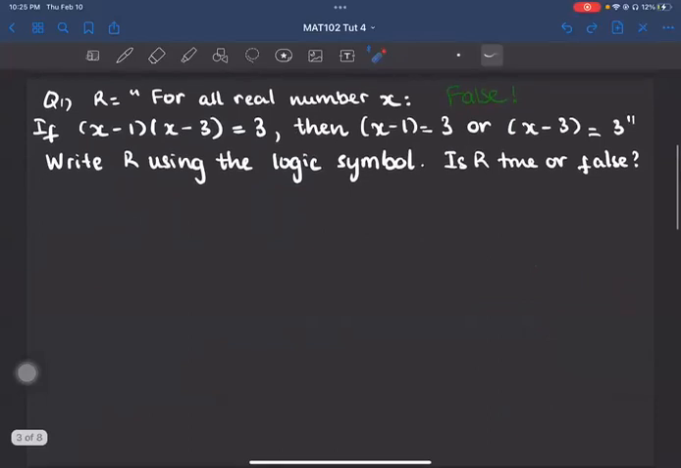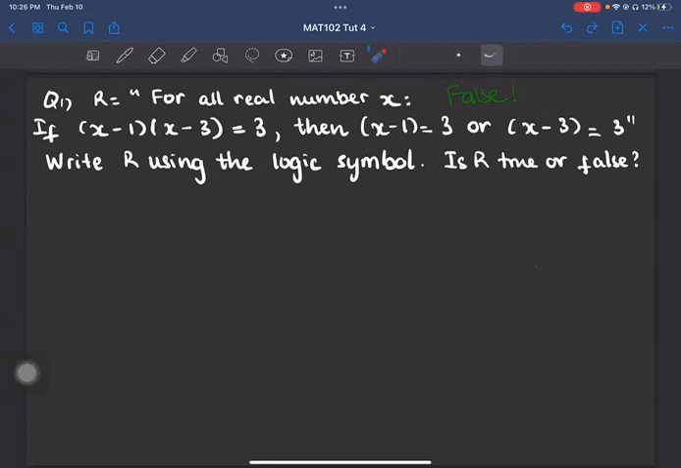Let's move to the first question. You can pause here 3 to 5 minutes to think about it, because the thinking process is really important in this course. Obviously, knowing the answer helps, but it doesn't help that much if you don't think.